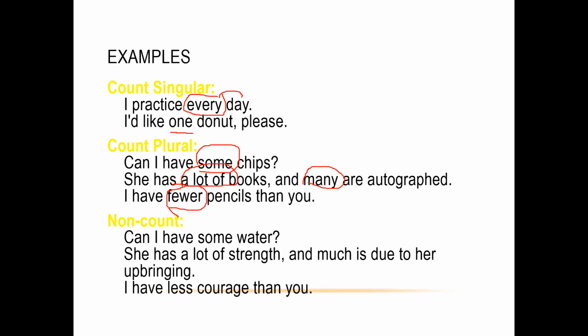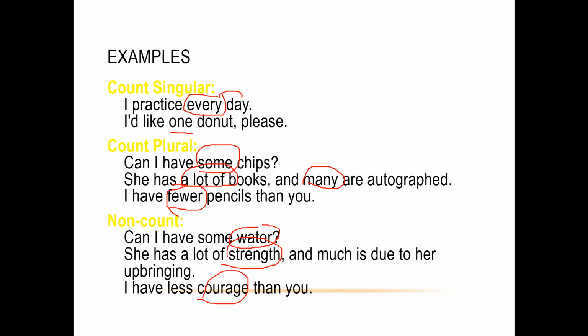And then non-count. Can I have some water? We're talking about the nouns here that are non-count. Kasi you can't count water. You can't count strength. And you can't count courage. Okay?